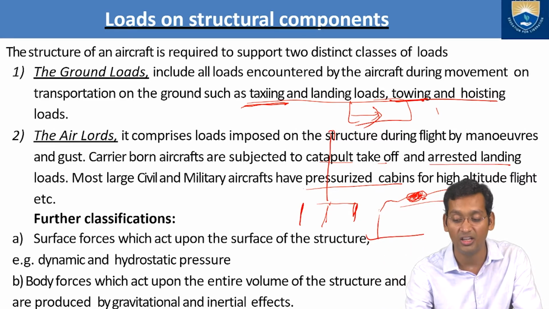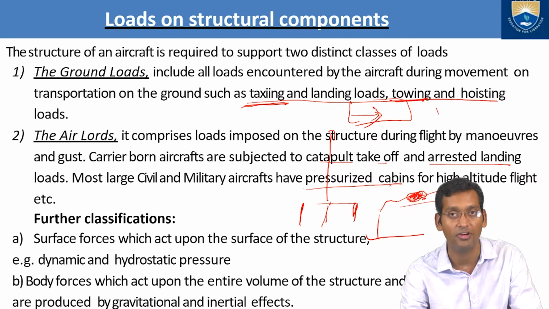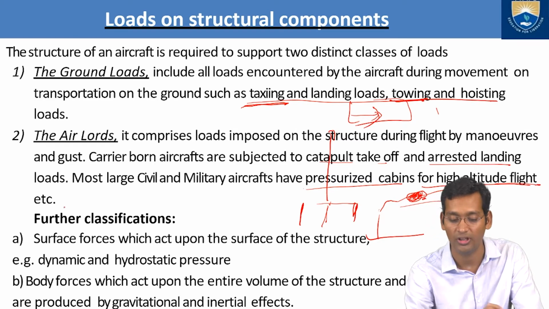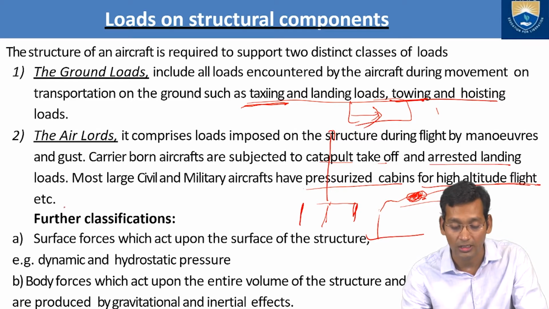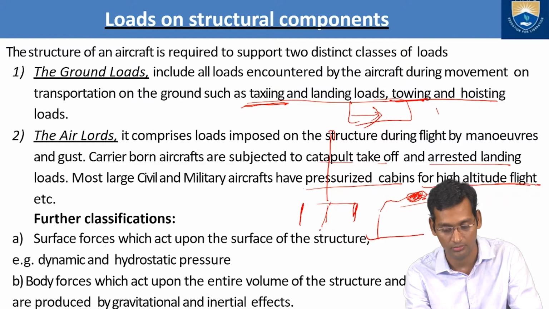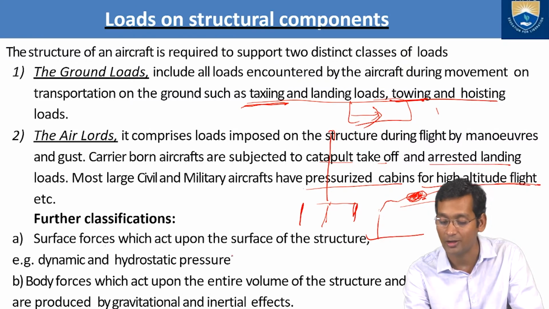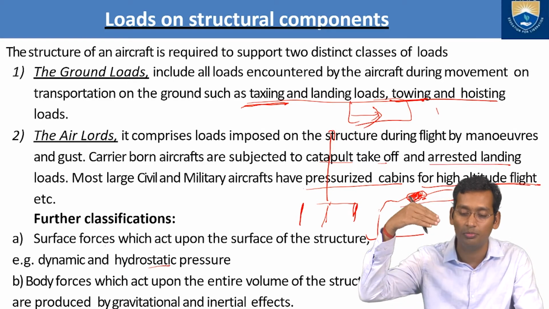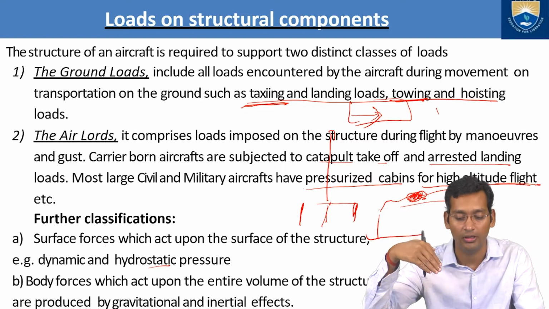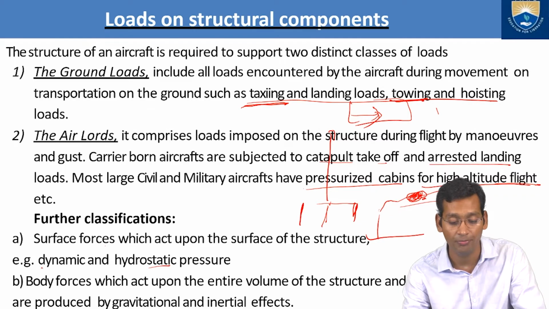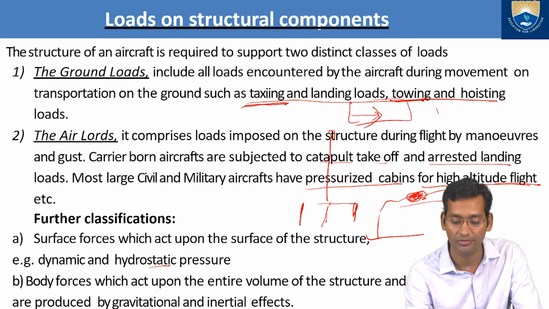So they are pressurizing so that we are comfortable for the high altitude flight. Now further, what happened? Surface forces act upon the surface of the structure. Later we will see all the details. That is dynamic and hydrostatic. Hydrostatic means because of the pressure of the air, right? Dynamic means because of the movement of the aircraft, right? So this will be there.